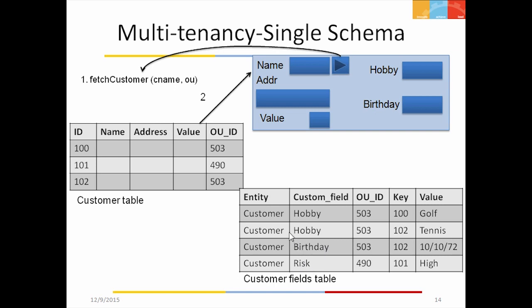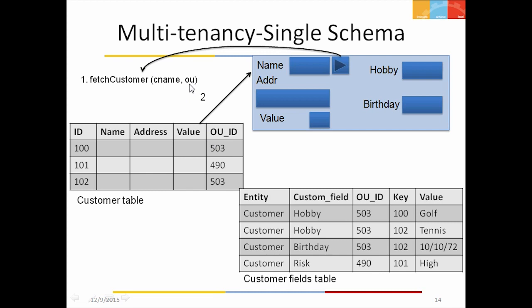So let's look at this. For organization 503, the organization wants additional attributes like hobby and birthday. However, organization 490 wants only risk, but organization 490 does not require hobby or birthday. So this particular UI is for 503. How will the software know what additional fields need to be fetched? Well, it is based on this OU ID.